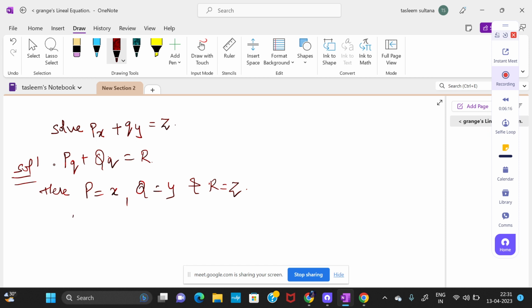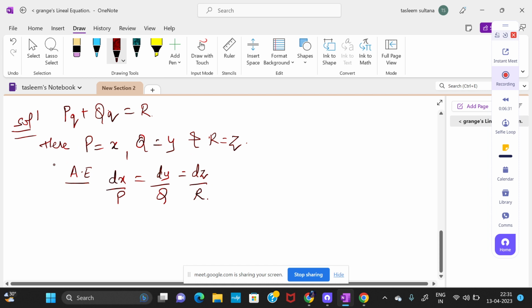Now first write down your auxiliary equation, that is dx by p is equal to dy by q is equal to dz by r. Now substitute the values.